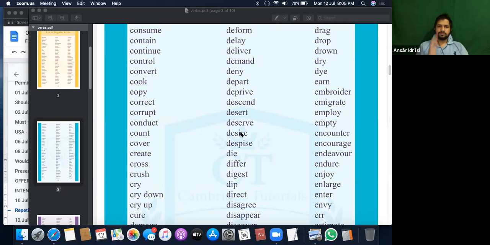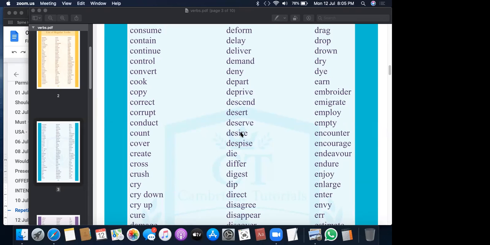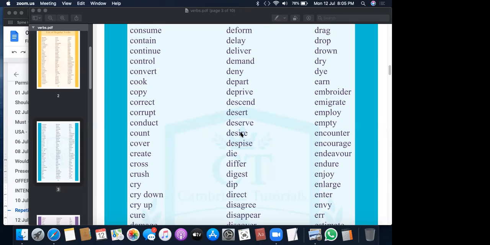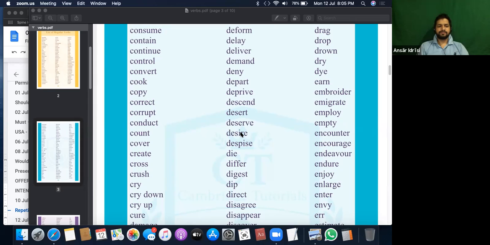You used to. Sentence with you used to. You used to differ. You used to deserve. Did you used to deserve? You didn't used to deserve. Next. You used to control. Did you used to control? You didn't used to control. Control. Next.